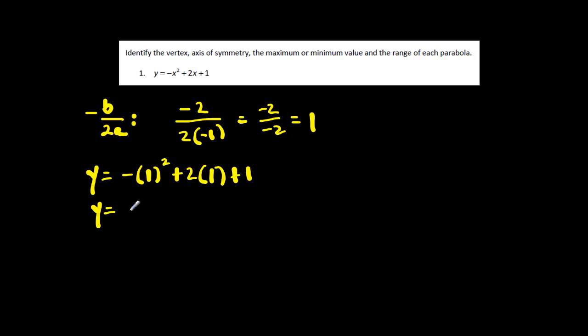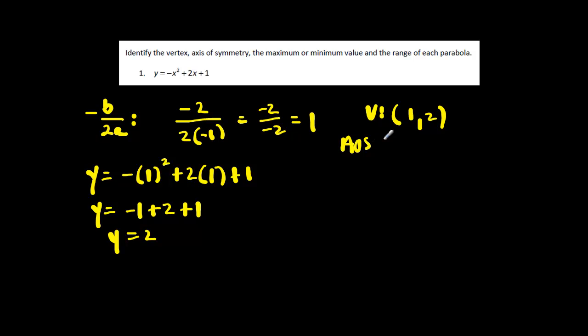1 squared is 1 times a negative, 2 times a 1. Negative 1 plus 1 cancel, so y equals 2. So the vertex is going to be 1, 2. That means the axis of symmetry is going to be the equation of the line x equals 1.